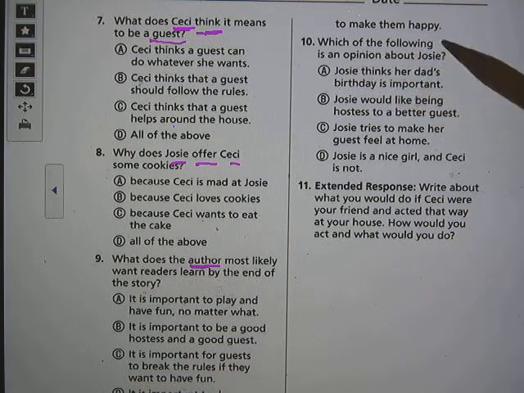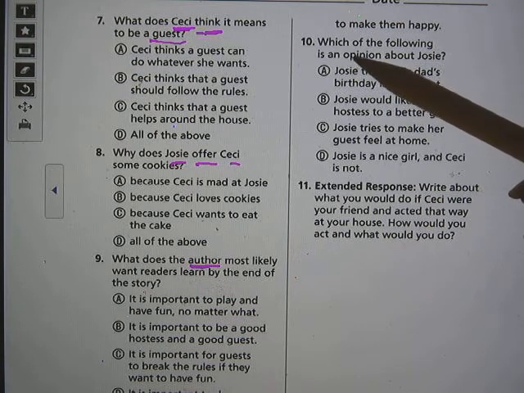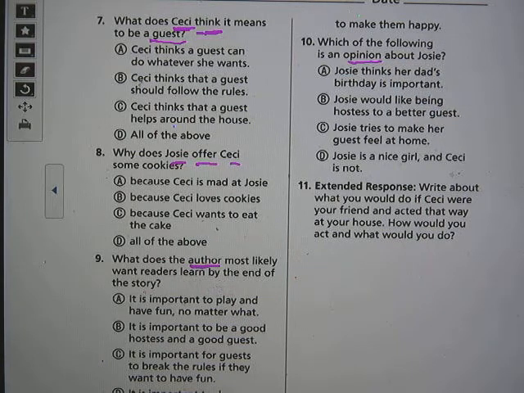Number 10, which of the following is an opinion? Now remember, an opinion is the antonym or the complete opposite of a fact, okay? So an opinion is something you think, feel, or believe, okay? And it can be based on your experiences, your thoughts, your feelings, your values, those kind of things. So it's something you think, it's not something you prove, it's just something you think or feel or believe.